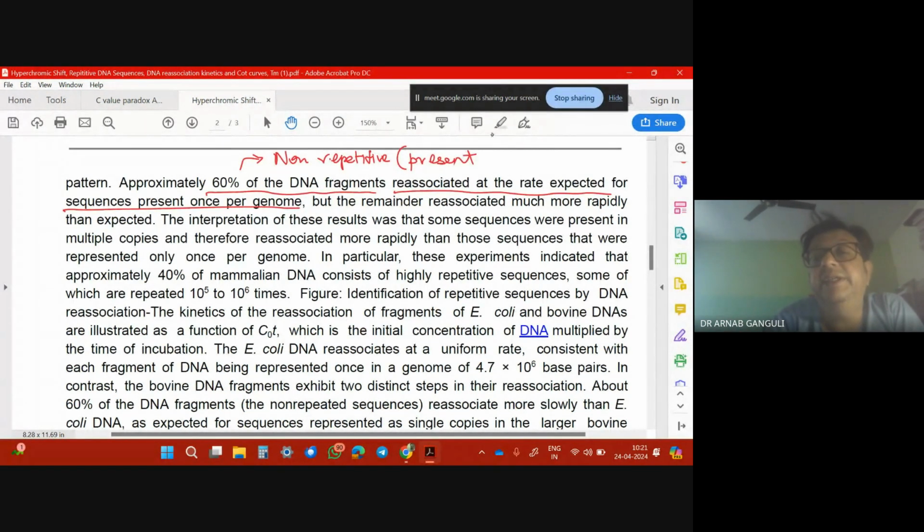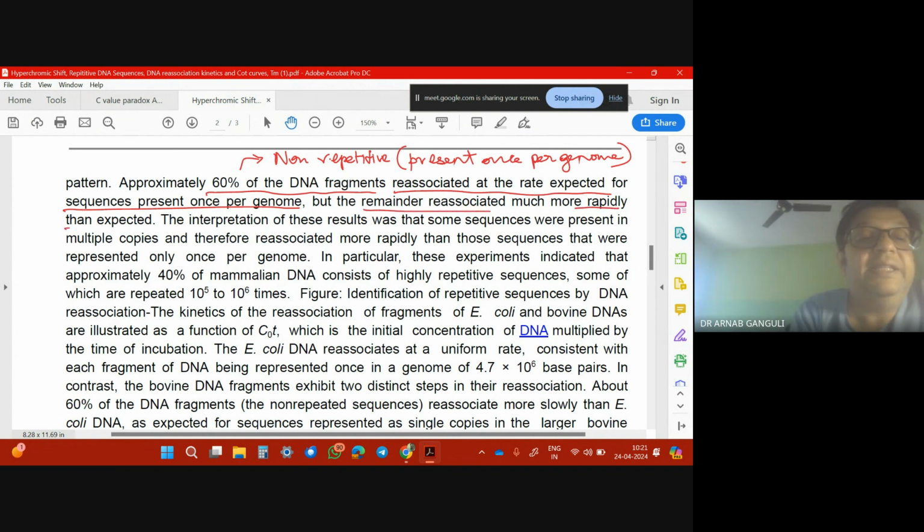They are present once per genome. But the remainder reassociated much more rapidly than expected. So, and this actually is the repetitive.